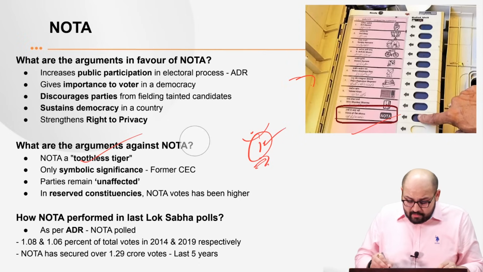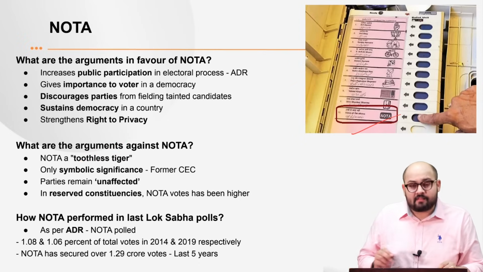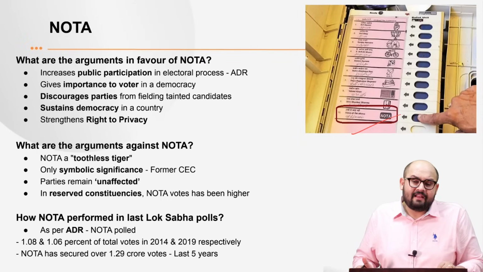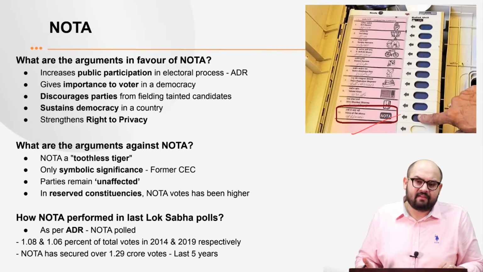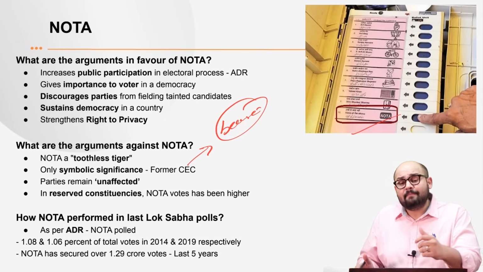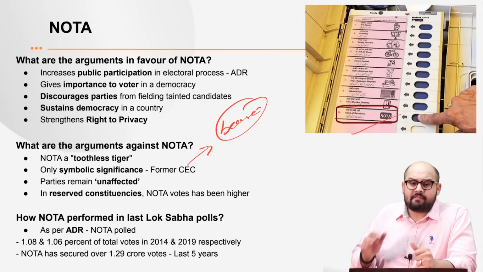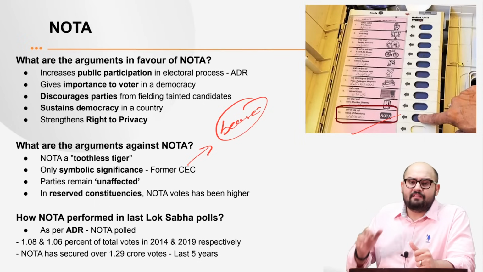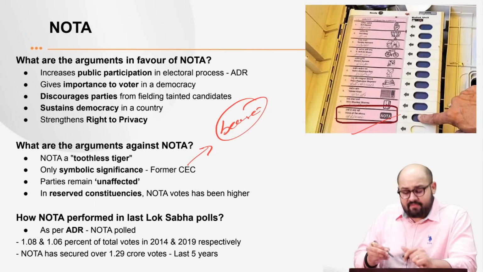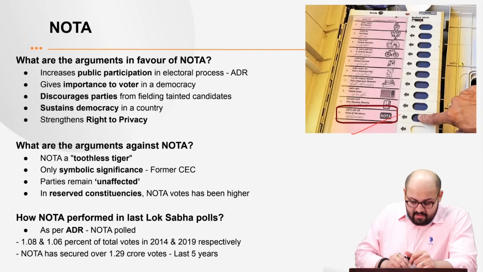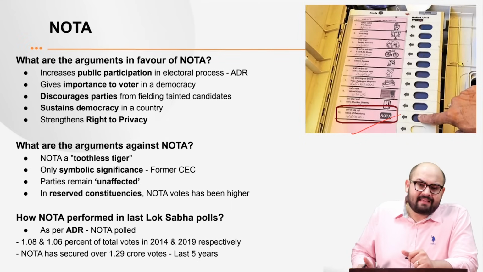Then it is of only symbolic significance. So you have the former Chief Election Commissioner of India, O.P. Rawat. He said that this is just of symbolic significance. Why? Because there are no legal penalties imposed on a person if he secures fewer votes than the NOTA. There are no legal penalties imposed. Then the parties remain unaffected, right? Why? They continue to field tainted candidates.